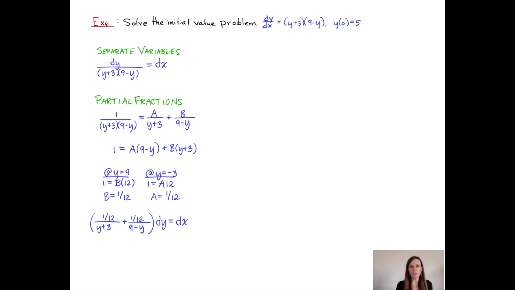Now, we can leave it as it is and integrate it, but it would be a lot easier if we didn't have to deal with those 1/12 on the left-hand side. Like I was saying earlier, if you can get a constant over to the right-hand side, then it will always be easier in the long run. So before I integrate, I'm going to multiply both sides of this equation through by 12. And now we're ready to integrate.